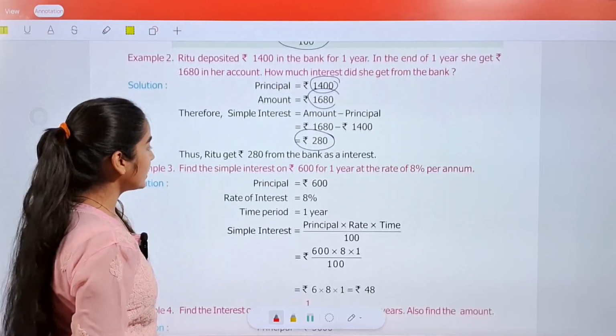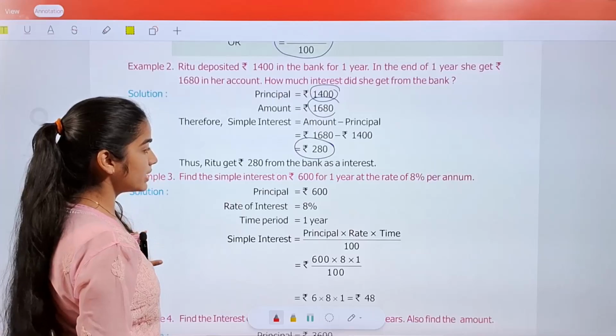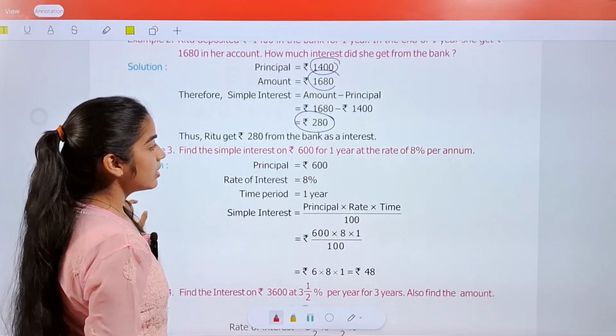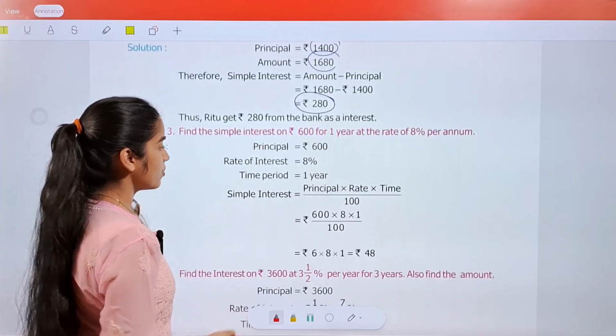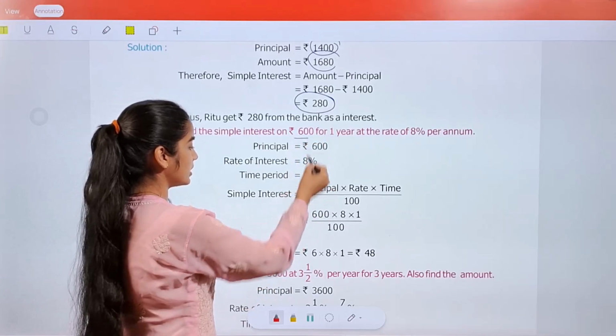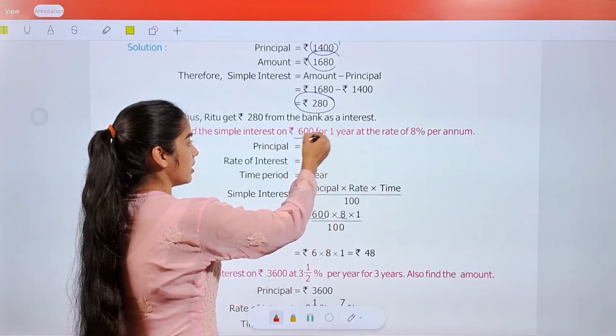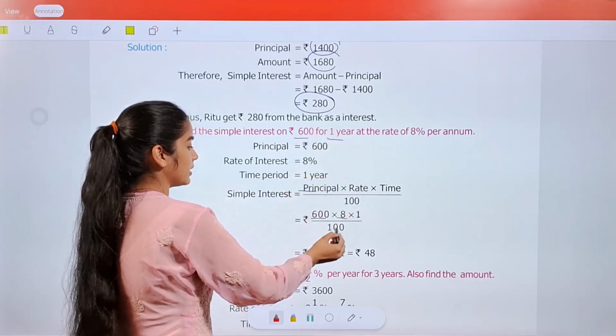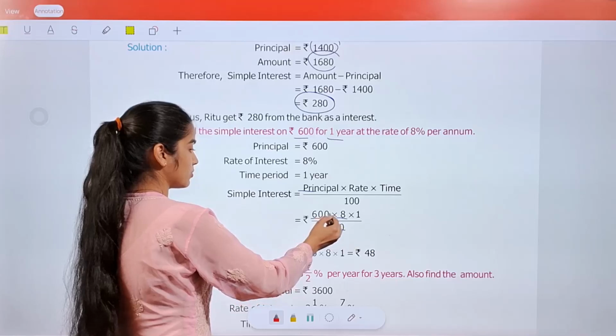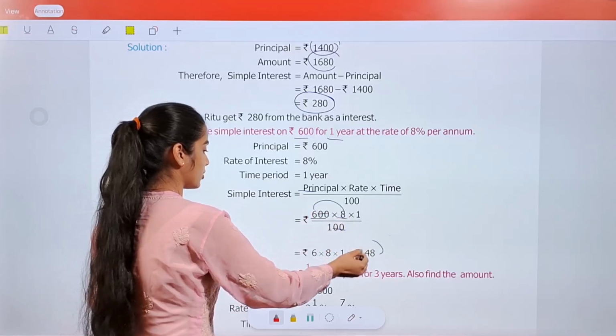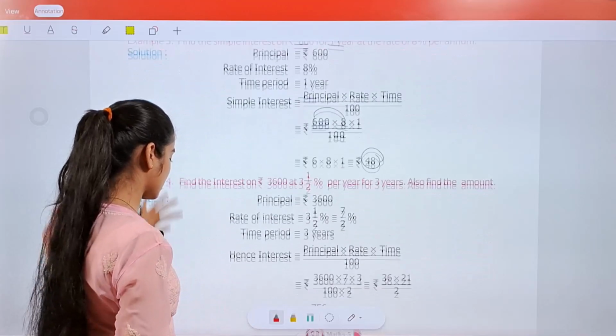Okay. Find the simple interest on 600 for 1 year at the rate of 8% per annum. So principal, which is 600. Rate 8%. Time 1, divided by 100. So 2 zeros cancel out with 2 zeros. 6 multiplied by 8 is 48. This is your final answer.